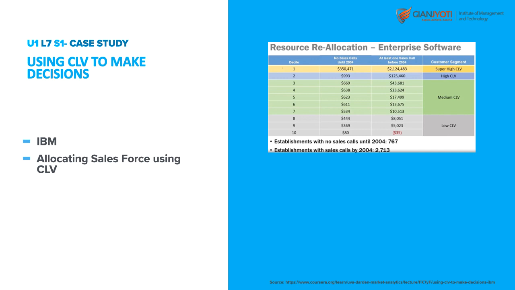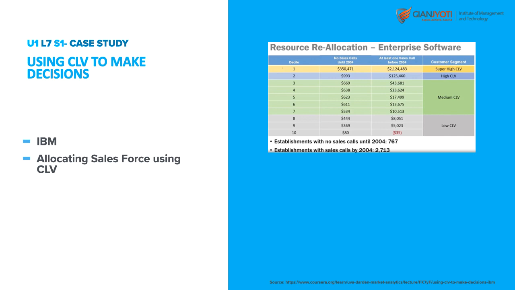Now here they have made 2 columns. So they did the analytics and they found there were no sales calls until 2004 to this super high CLV group. So they didn't make any sales call till 2004. And this is the cluster from super high CLV where they have made at least 1 call.